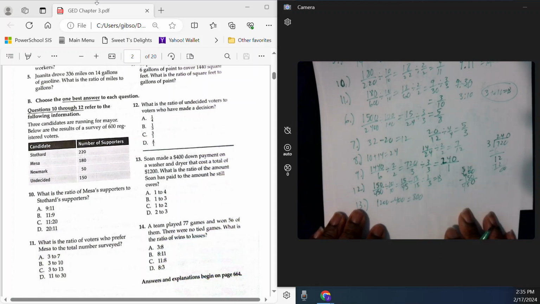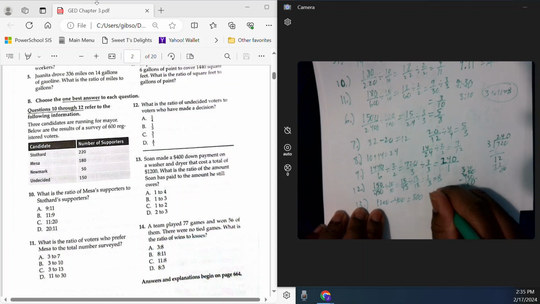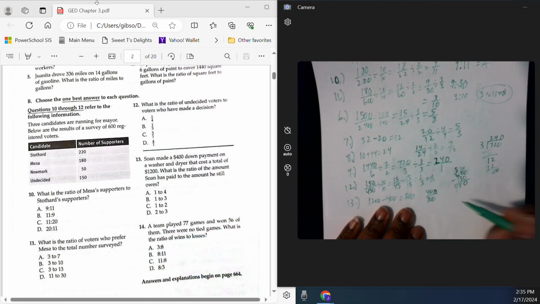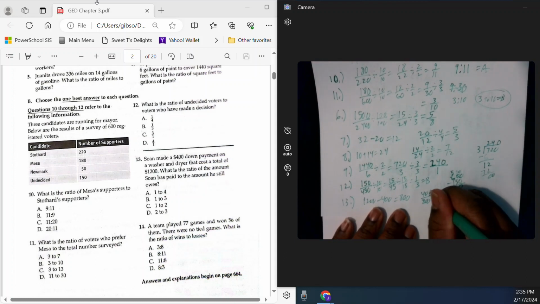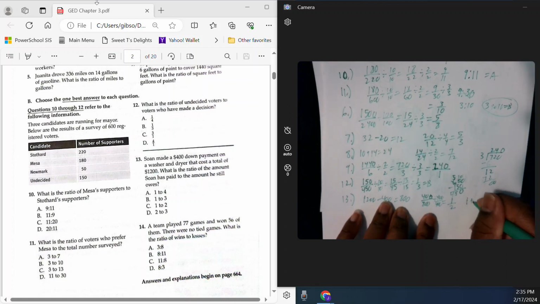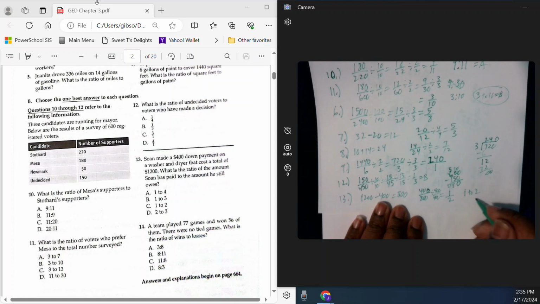So we'll look at the amount that's been paid already, which is 400, divided by the amount owed. Now 400 and 800, we know both of these can be divided by 400. So 400 divided by 400 is 1, 800 divided by 400 is 2. So we know that that's also written as 1 to 2. So 1 to 2 is C.